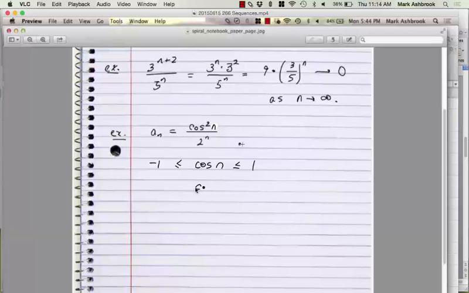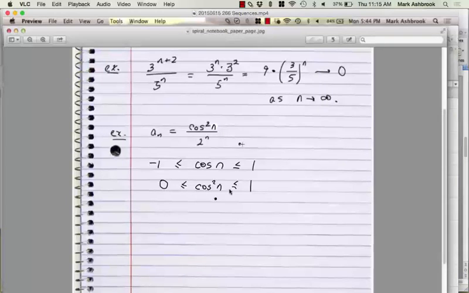Okay, so then what about cosine squared? So it's always 1 or less. Still from negative 1 to 1? No, we're squaring it. When you square cosine, you get a positive value. The biggest it could be is 1, but now it'll always be positive, or 0. So that will be between 0 and 1.